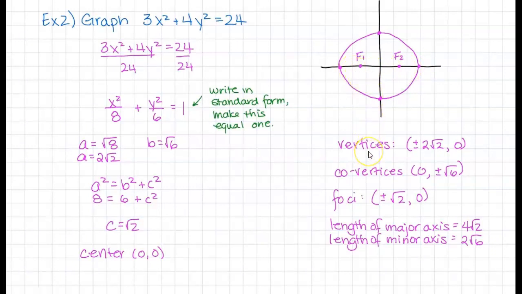And then we have our vertices. Here's the coordinates for the vertices. Now the vertices are horizontally aligned. The co-vertices are vertically aligned. And then we have the foci. And then we have the length of the major and the minor axis, where I just doubled.